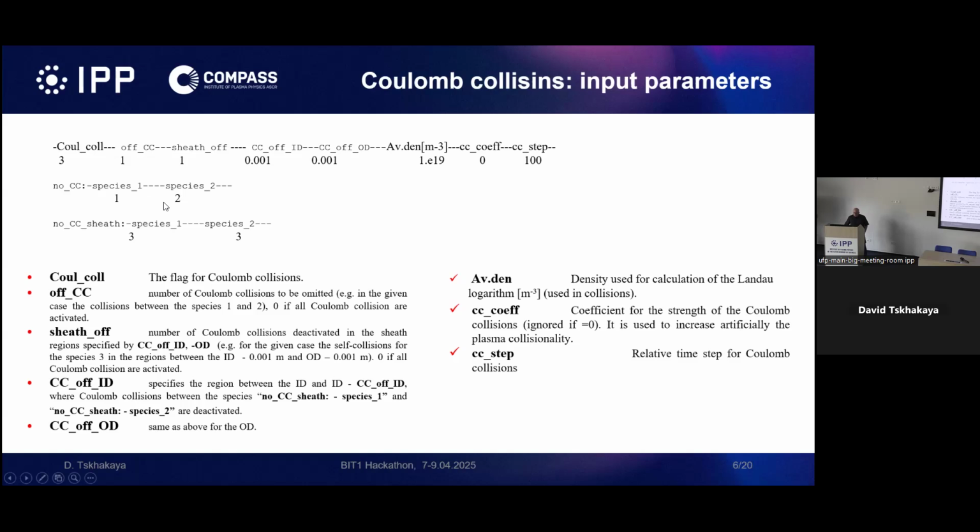Then comes the specification of the species without Coulomb collisions. You specify, I think, one or two, I don't even remember. These give which species do not suffer Coulomb collisions, and next is which species do not suffer Coulomb collisions in the no-collision sheath region. Yeah. Now these were the Coulomb collisions.